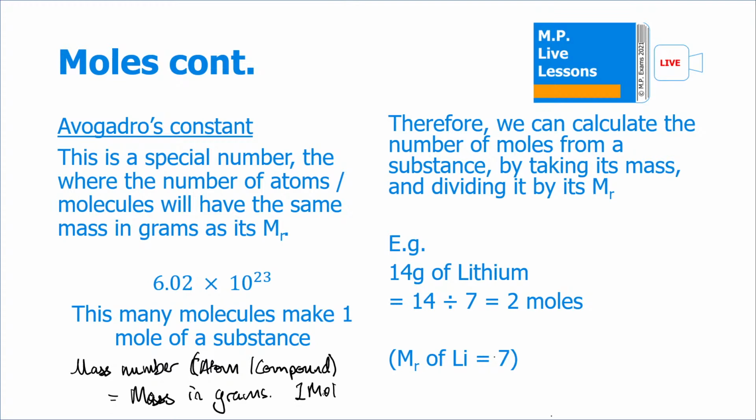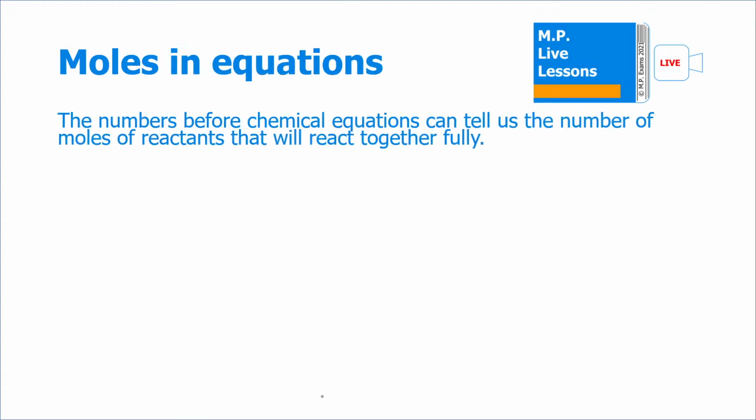Now, moles can tell us stuff in equations. So the number before the chemical formulas in an equation can tell us the number of moles of reactants that react together fully. So if you remember, in a reaction, the mass of reactants is the same as the mass of products. Nothing gets destroyed or created. That's the law of conservation of mass.